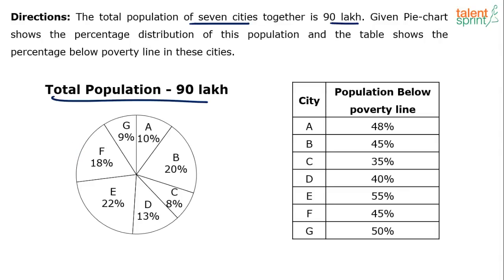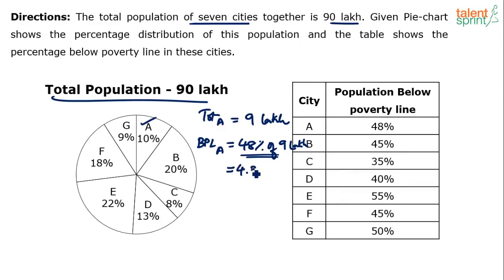Let's look at some values, for example, city A. What is the population of city A? 10%. 10% of 90 lakhs is 9 lakhs. So the total population of A is 9 lakhs. How many are below poverty line? 48%. How much is 48% of 9 lakhs? Now this is important. How quickly you do your calculation is important. I would take 48% as 50% minus 2%. 50% of 9 lakhs is 4.5 lakhs. 2% of 9 lakh will be 18,000. So this should be 4,32,000.